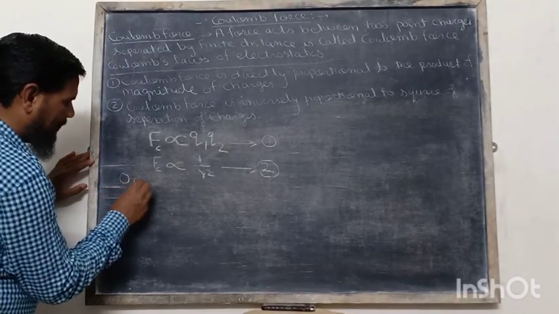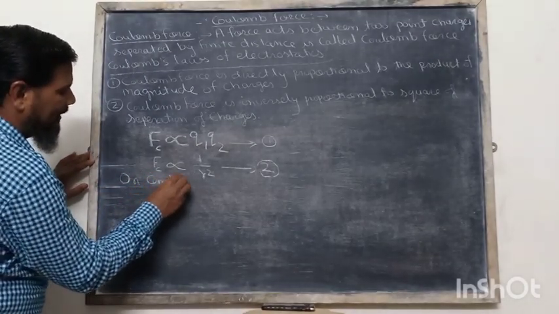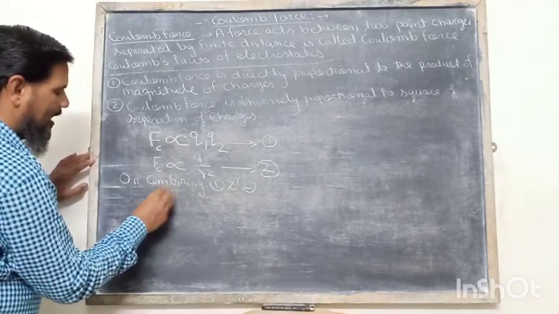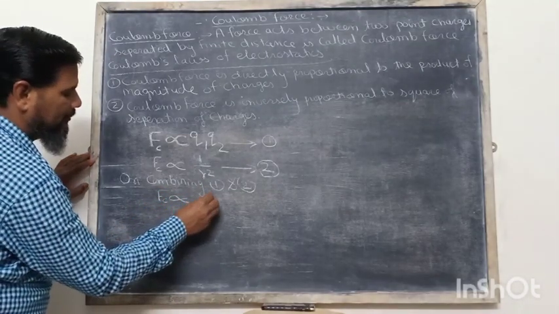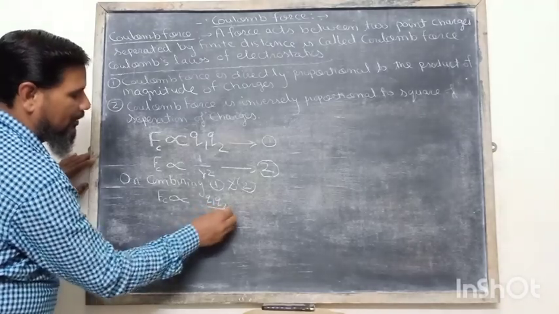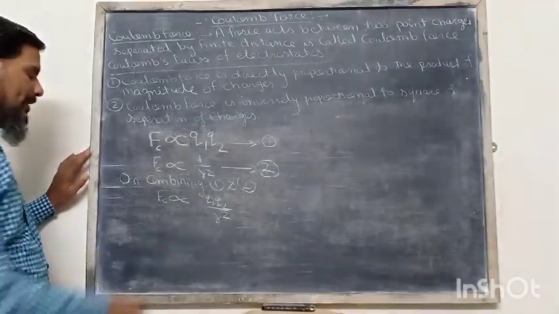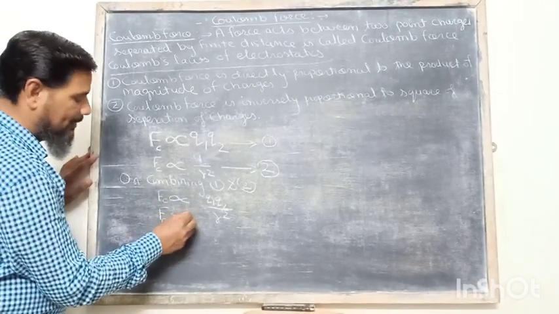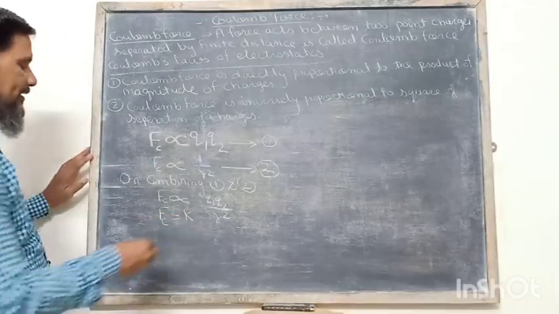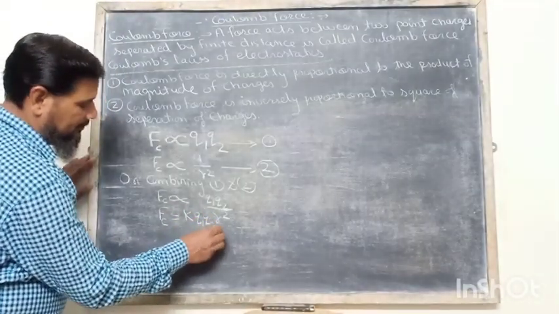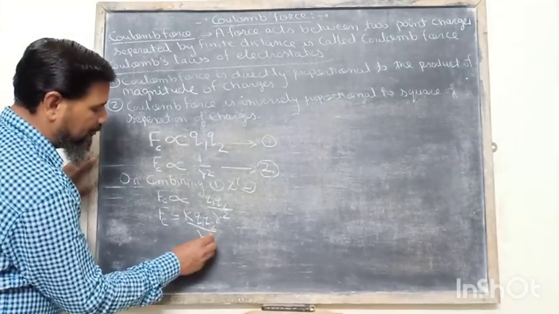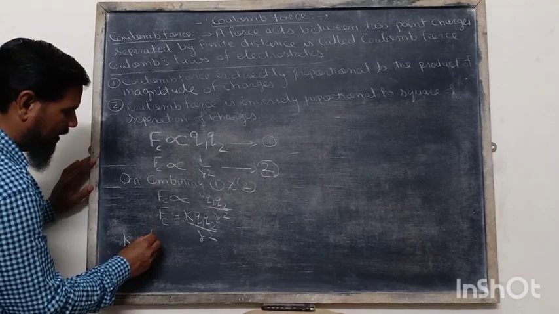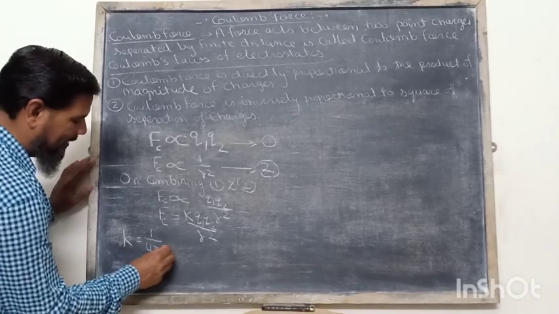On combining the first and second, FC is directly proportional to Q1 Q2 upon R square. On removing the proportionality sign, a proportionality constant is introduced, that is K. So FC is K Q1 Q2 upon R square, and the value of K is equal to 1 upon 4 pi epsilon.